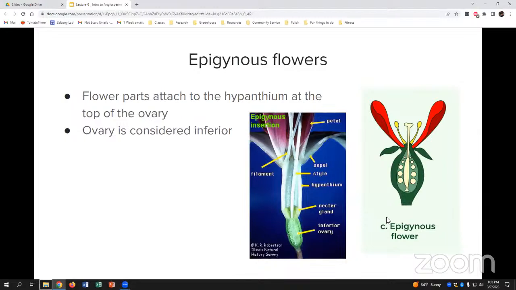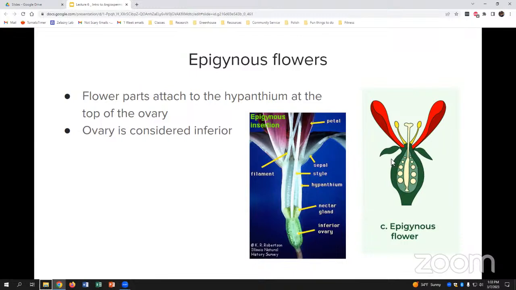Next, I'm going to jump to part C of that first image, because C is kind of an in-between. Our epigynous flowers are going to have structures attaching at the top of the ovary. So the ovary here would be considered inferior to the attachment of all these other structures. Here we can see the petal coming in, the stamen coming in, the sepals coming in, all at about the level of the middle of the style.